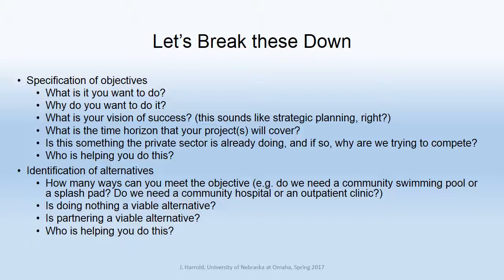Okay, so these first 2 steps are specification of the objectives and identification of alternatives. This is really important. Go to that third bullet under specification of objectives. What is your vision of success? Well, if you've taken strategic planning, that's a question that's asked about organizations. Well, this is a lot like strategic planning. You can't just come in and say, our project is to build a community center. Well, but what do you hope to accomplish with that community center? I mean, what is it you're really trying to do with the community center?